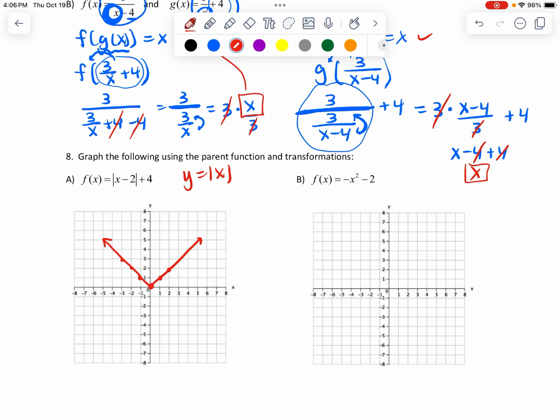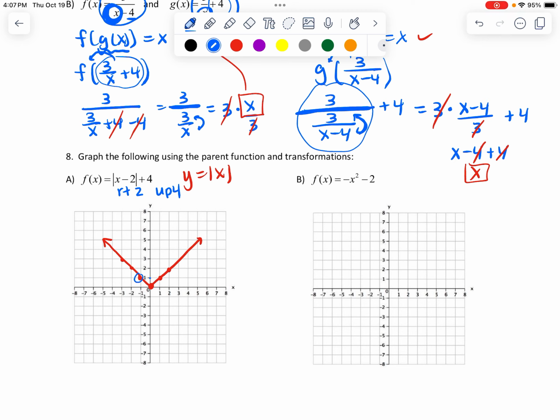Now, what do I do to it? Let's look at the transformations here. So this right here goes right 2 because it's inside, and the other one goes up 4 because it's outside. So I'm going to take all of these points and go right 2, up 4. So maybe we can take this point right here.